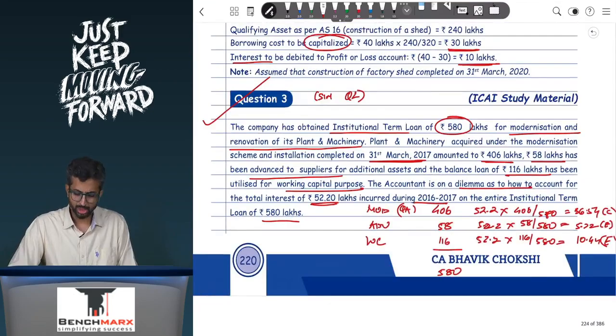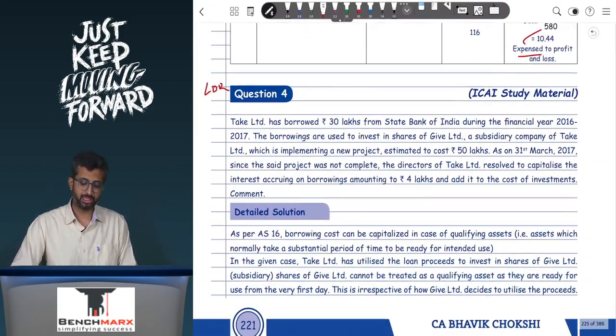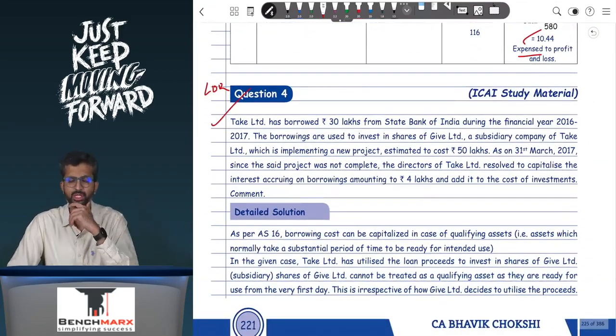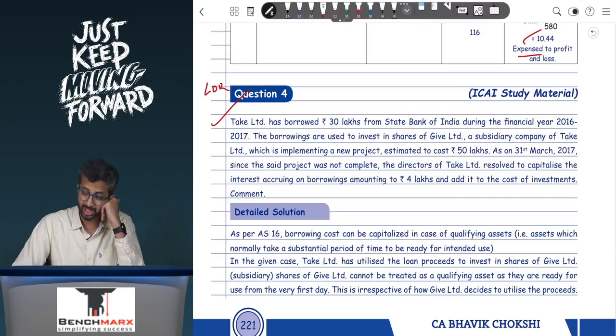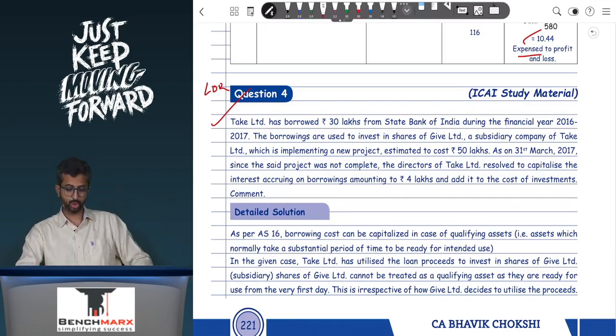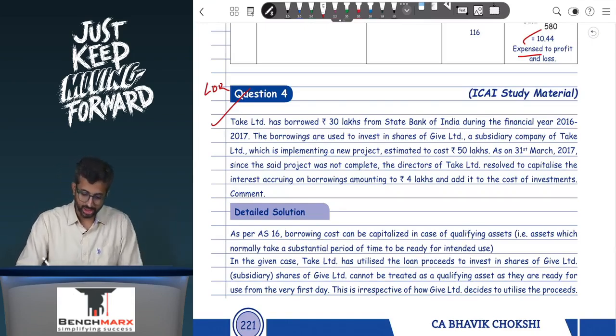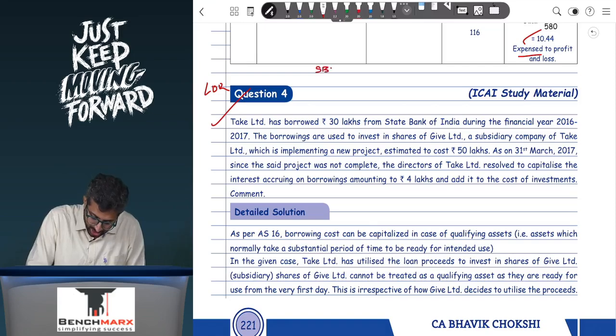This is question number 3. Now question number 4 is an interesting, it is a case based question. I will put this for an LDR. It is a case based question where there are certain facts given from which we have to figure out whether the asset is a qualifying asset or not. So Take Limited has borrowed 30 lakhs from SBI. So there is SBI which has given a 30 lakh loan to Take Limited.